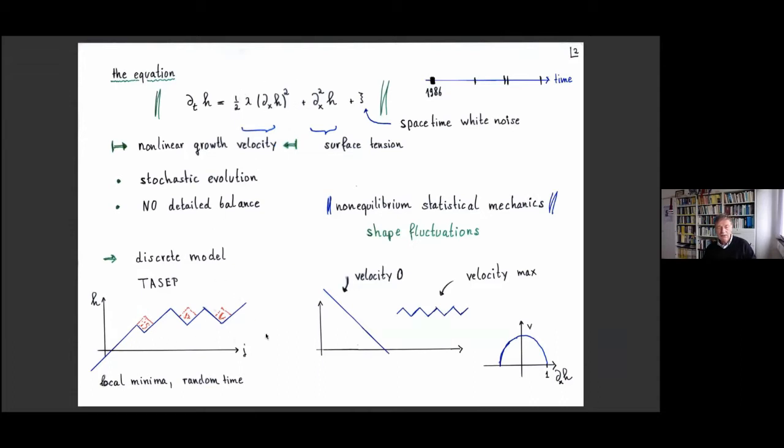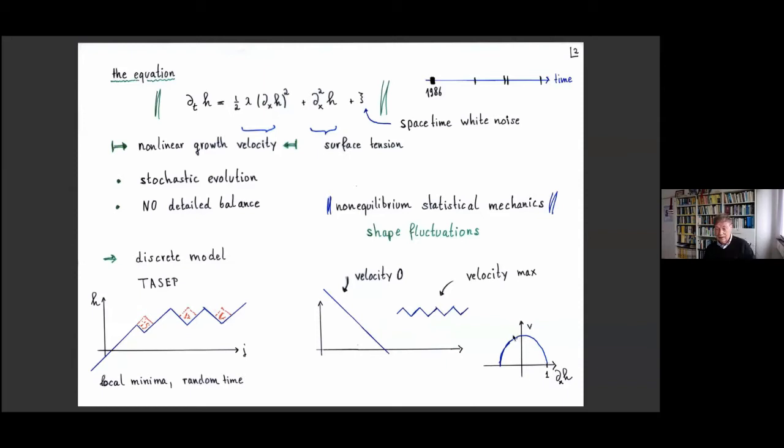You see, if I would start with initial conditions which have, let's say, slope minus one, then there's nothing to fill. There is no local minimum. So you will be just stuck and you will have a velocity which is equal to zero. But if I start with a zigzag curve, then there are lots of local minima and a lot of ways how I can fill it. And therefore, for this model, if you plot the local velocity as a function of the local gradient, it will look like an inverted parabola.